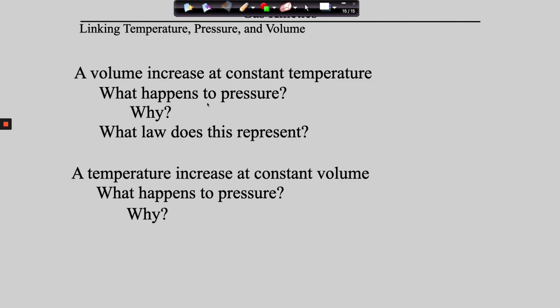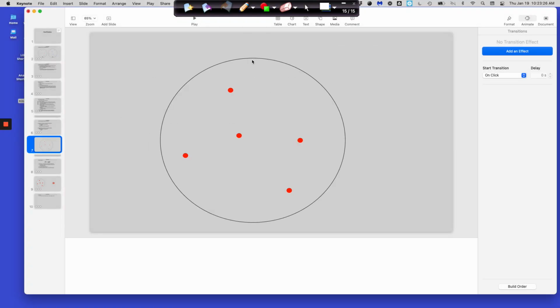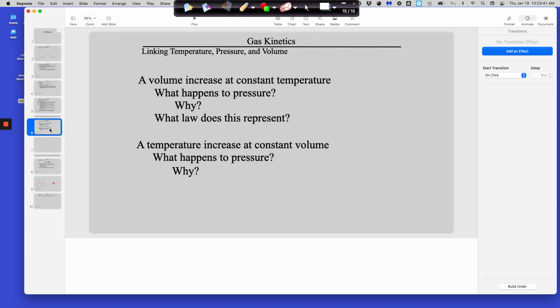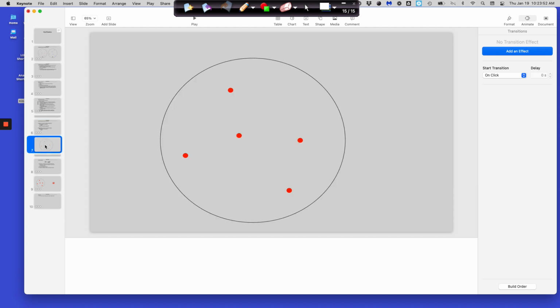All right, you guys ready? Here we go. Looking at our picture. At constant volume, as the temperature goes up, what happens to pressure? So guys, let's look at our picture. What is not changing in your mental movie? The size of the circle. What is changing in your mental movie? Speed of the particles. And as these particles speed up, what happens to pressure? Goes up. So we say it like this. At constant volume, as the temperature goes up, the pressure increases.